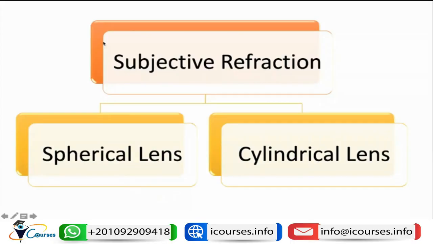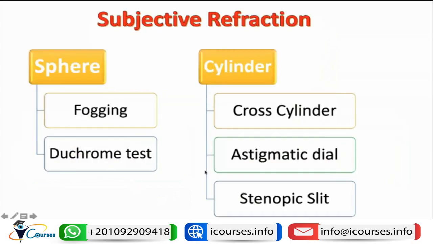Subjective refraction means: how can we know the spherical and the cylindrical lens power of the patient? For knowing the spherical power of the patient, we have two methods. We have the fogging technique and we have the duochrome test. The duochrome test has already been discussed in the first lecture.